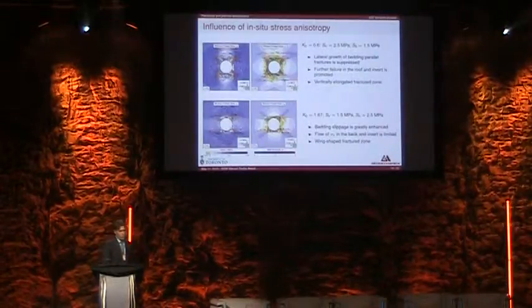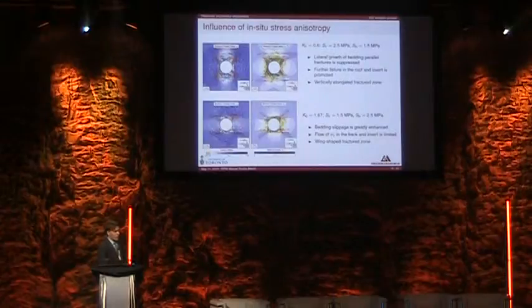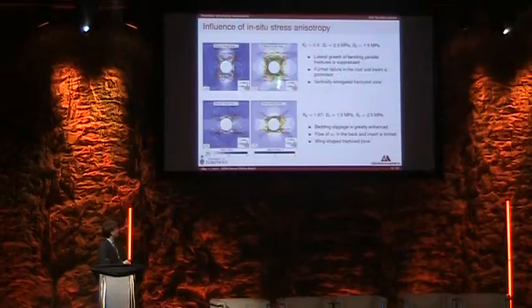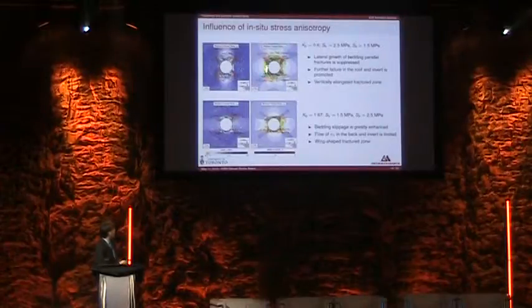Then we look at the effect of changing the in situ stress field. If you have an anisotropic in situ stress field, so for example, in this case, sigma 1 is greater than sigma 3, and sigma 1 is vertical. What you can see is that because of the stress redistribution around the tunnel, the lateral growth of bedding plane fracture is suppressed, because you have an increase of frictional resistance, and instead failure tends to propagate in the vertical direction. So you end up with a vertically elongated fracture zone.